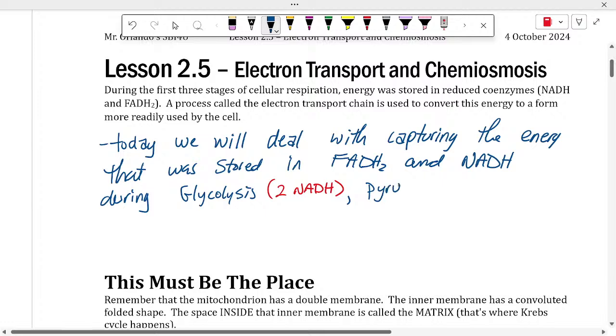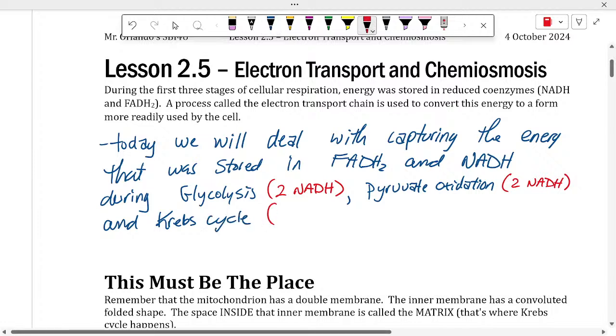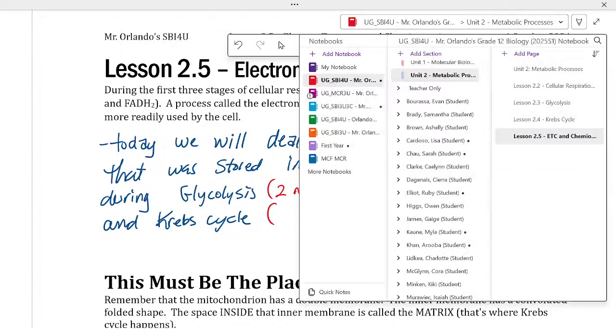Pyruvate oxidation. How many NADHs did we get? 1 per pyruvate, but of course, how many pyruvates per glucose? 2, so we get 2 NADHs. And then, Krebs cycle. And of course, what's the other name for Krebs cycle? Citric acid cycle. And what did we get there? 1 time through Krebs cycle, how many NADHs did we get? You can go back and look if you don't have it memorized yet.